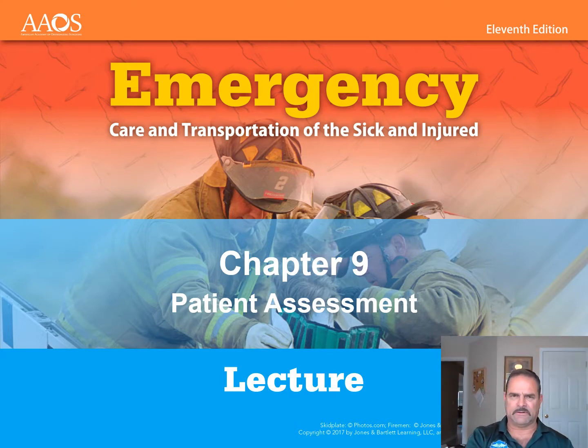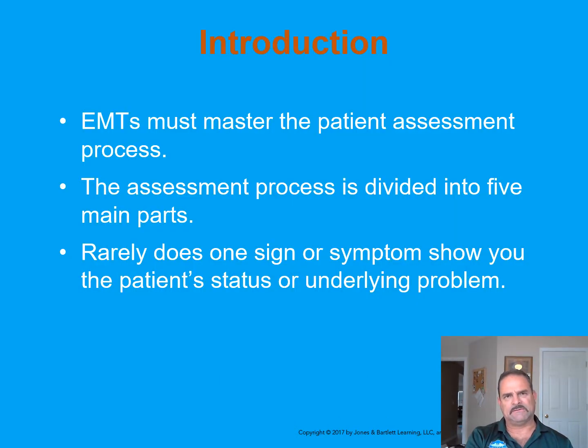So let's get started. As an introduction, you need to be the master of patient assessment. This is the one thing you'll do over and over and over again. The assessment process is divided into 5 main parts. I call it 4 main parts, but we'll talk about the general impression as well. Rarely does one sign or symptom show the patient's status or the underlying problem. You have to be a detective. You've got to put those old critical thinking skills in place to be able to determine what's wrong with your patient through a good assessment.